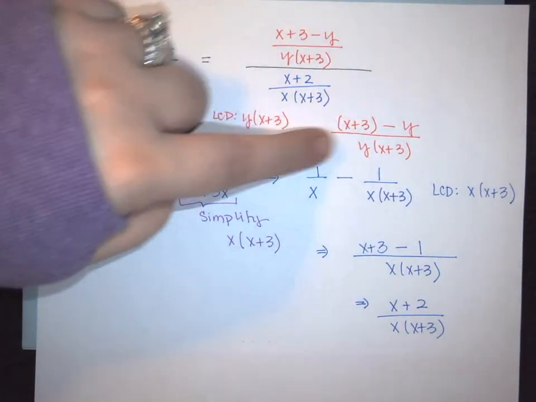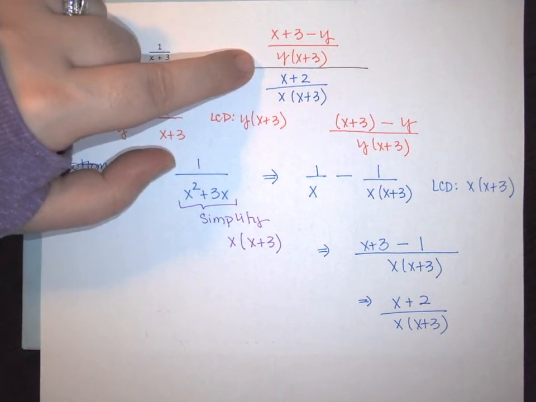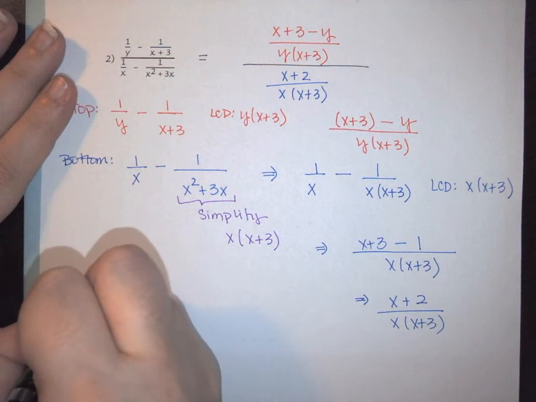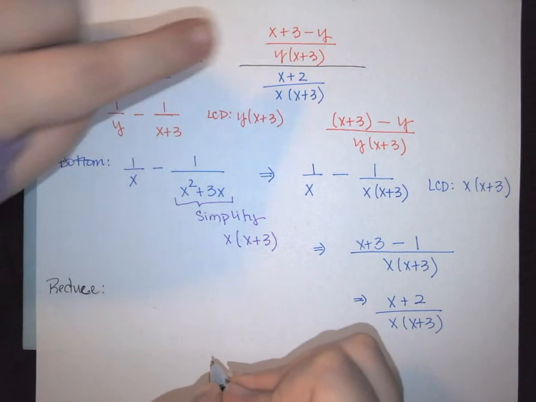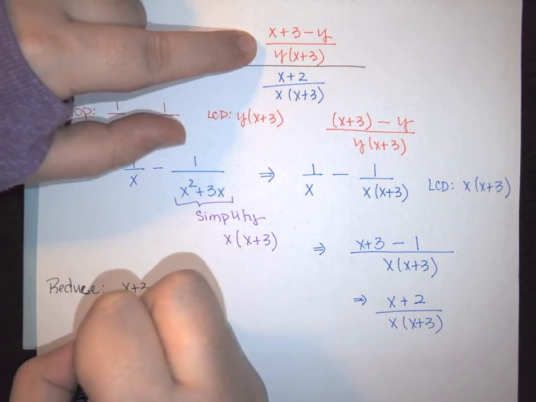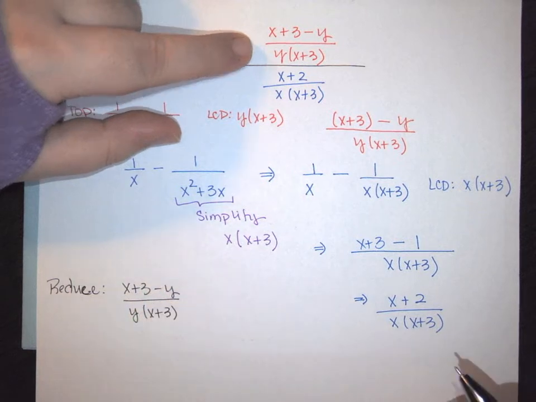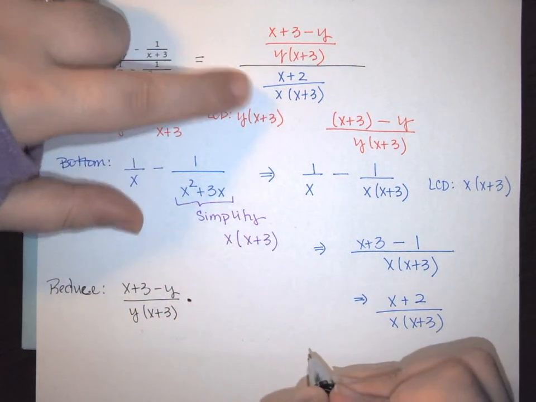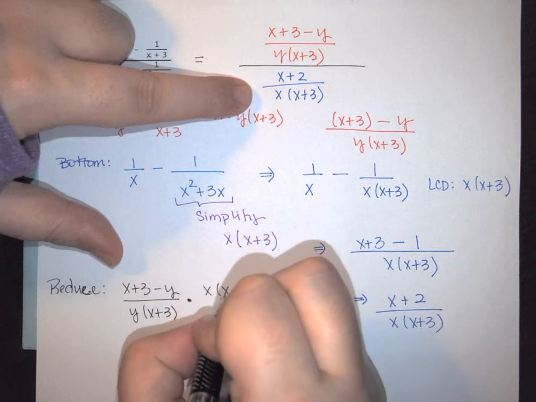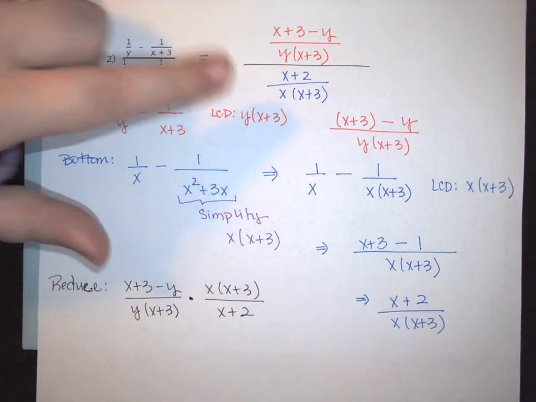So we've got our new fraction. Okay, with that, we're going to reduce in the same fashion we did before. So when we reduce here, we're going to keep the numerator, so (x plus 3) minus y all over y times (x plus 3). We're going to change to multiplication, and we're going to flip the reciprocal of that denominator. So this becomes x times (x plus 3) all over (x plus 2).